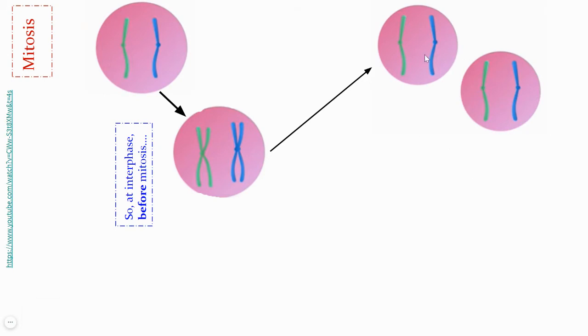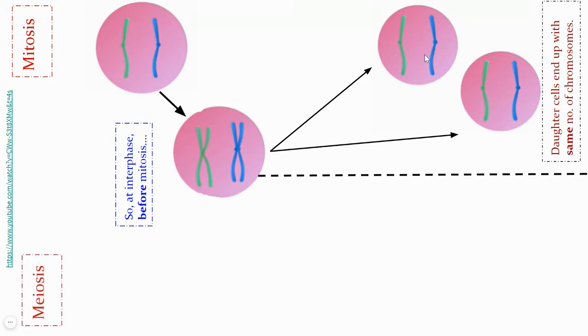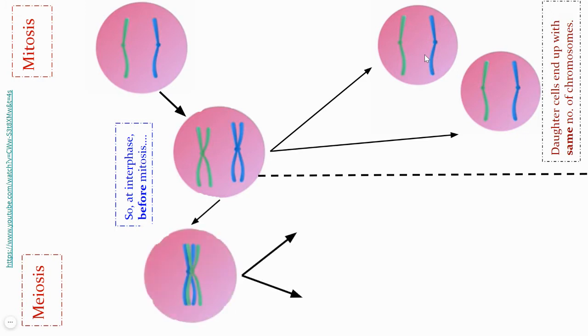The daughters are genetically identical. So we say that every mitosis ends up with two daughter cells having the same number of chromosomes as their parent cell. On the other hand, if we compare this scenario with what happens in meiosis, which you are going to study in detail in A level, and A level students have already studied about this.